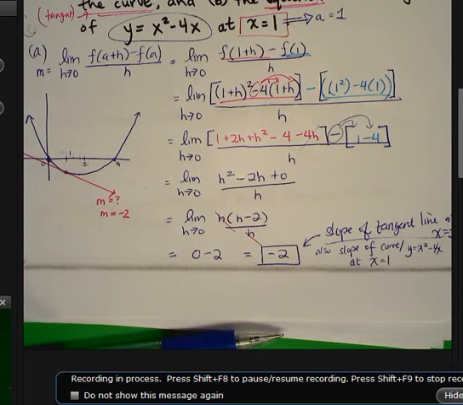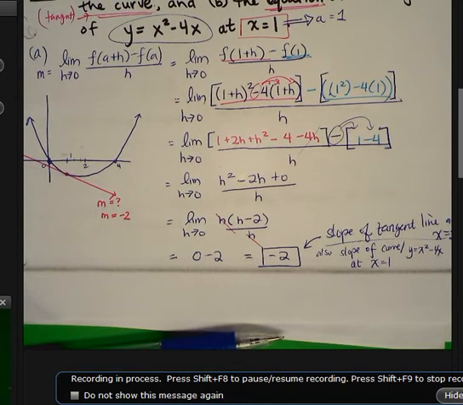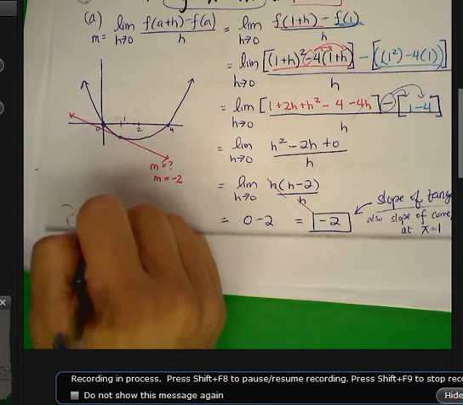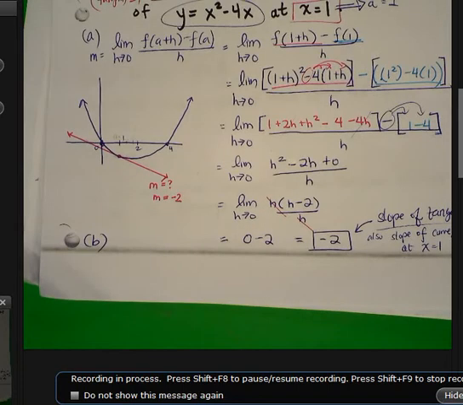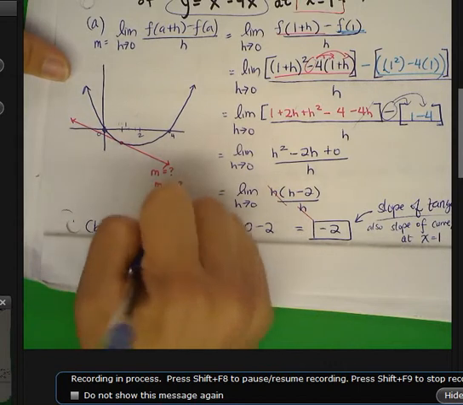Okay? What did the other problem ask you to do? Find the equation of what? Equation of the tangent line. Do we know how to find the equation of a line? That's cake, right? The slope is negative 2. Our point is what?